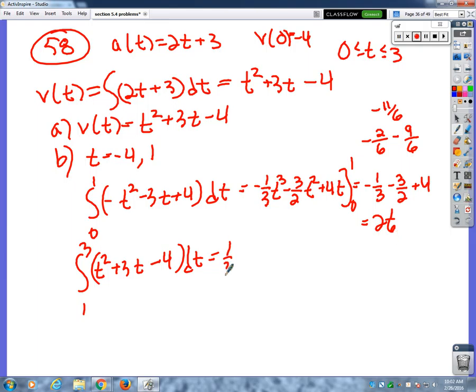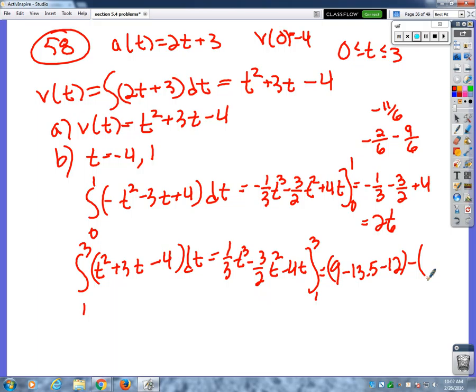Okay, then this one, the antiderivative is the same, except the signs have been changed to protect the innocent. So if you plug in 3, you get 9. Minus 9 times 3 is 27, divided by 2 is 13.5, minus 12. Minus what you get when you plug 1 in, which unfortunately we can't say is 2 and 1/6. It doesn't work out that way. Minus, plus. Whew, so many places to make mistakes.